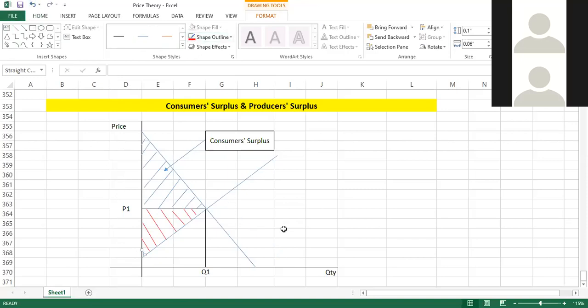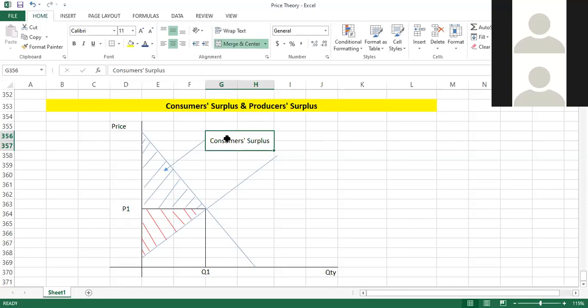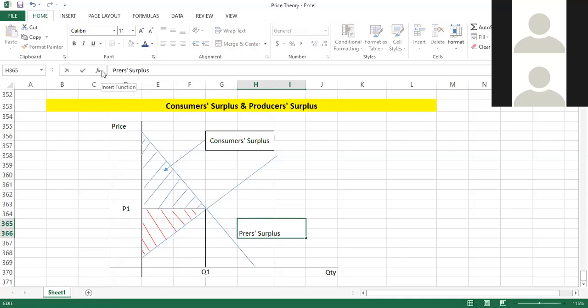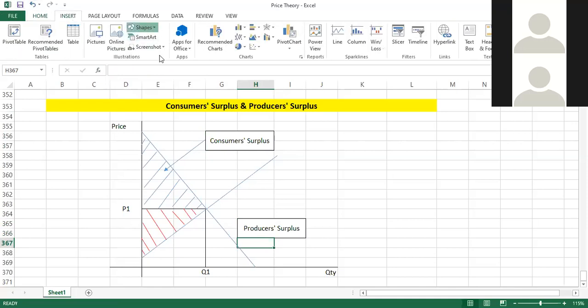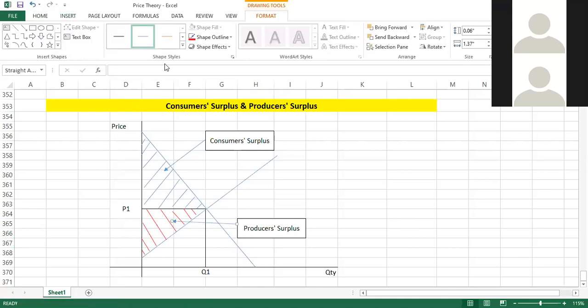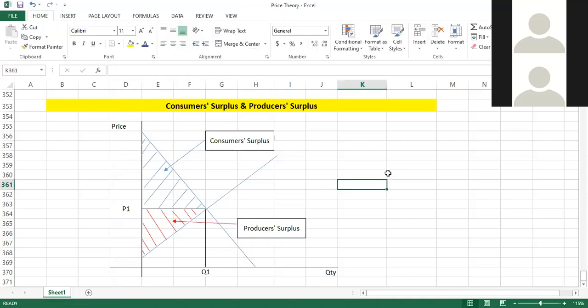That is the meaning of producer surplus. Producer surplus is the difference between the price the producer is willing to sell the product and the actual price he can sell the product, right? So is that clear? Right, this consumer surplus and producer surplus, is that clear? Yes. Right. So these are two important things, right?